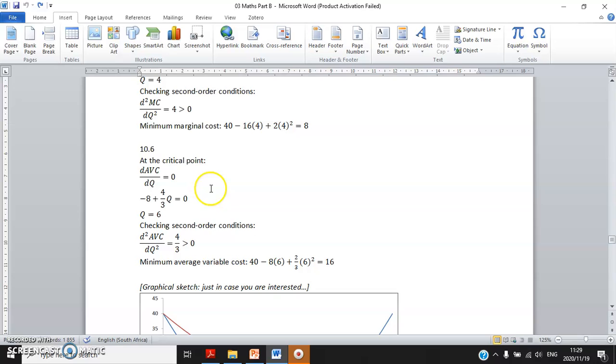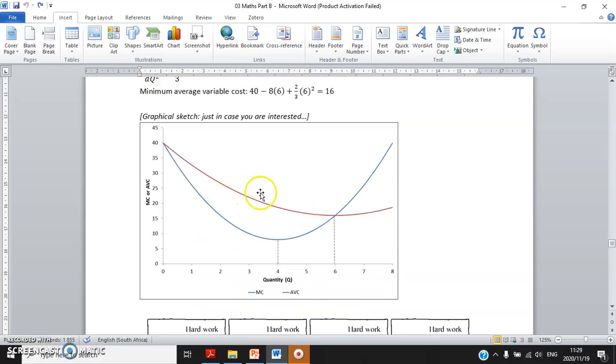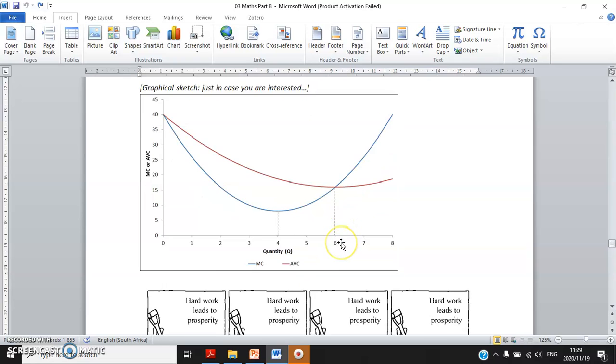And then we work out the next one. Average variable cost, first order derivative of the slope is 0 at the turning point. So q is 6 after you do some mathematical calculations, and then we check the second order conditions, 4 over 3, positive. So indeed, when q is 6, average variable cost is minimized. So this is the graphical sketch. So I prove that marginal cost is minimized first before AVC is minimized.